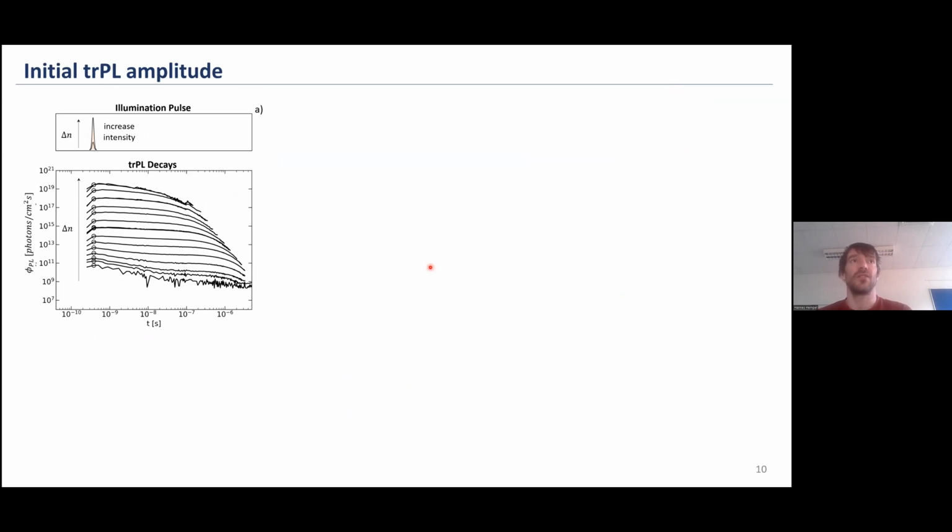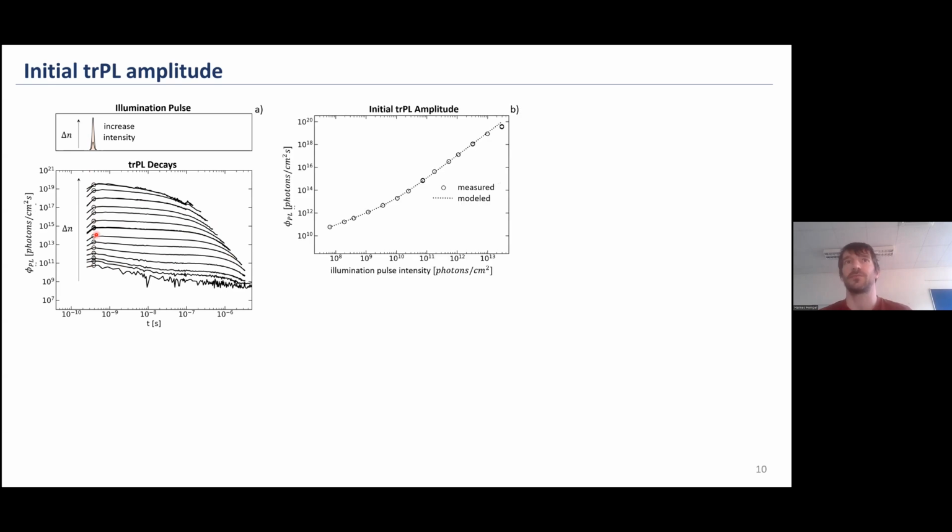And now we're coming to some experimental data. So what I did here is I have this excitation pulse. It hits the sample, and I increase the intensity of this excitation pulse. And then I can measure the trPL transients here. And as I increase the intensity of the excitation pulse, the intensity of the trPL decays also increases. And these decays can be very complex. So we start with something simple, and we just start with the maximum amplitude here.